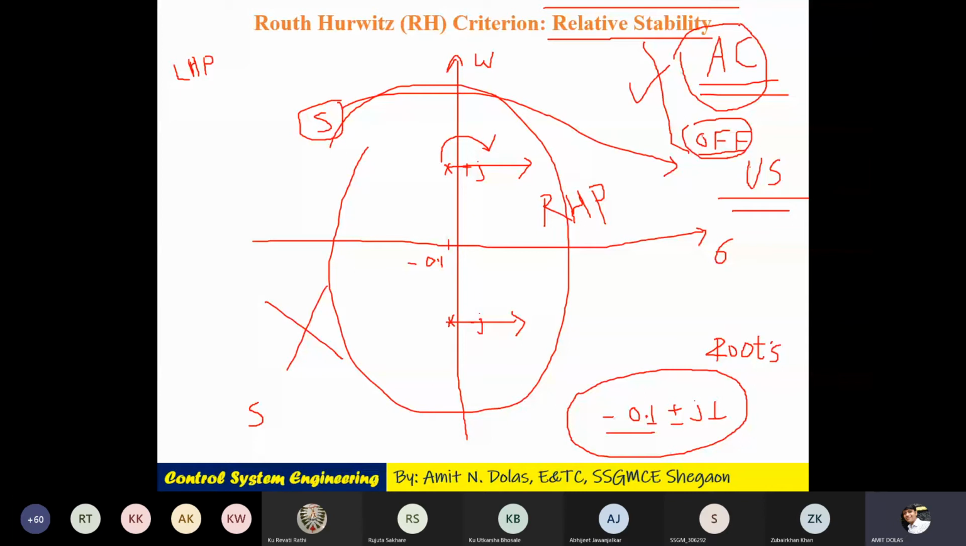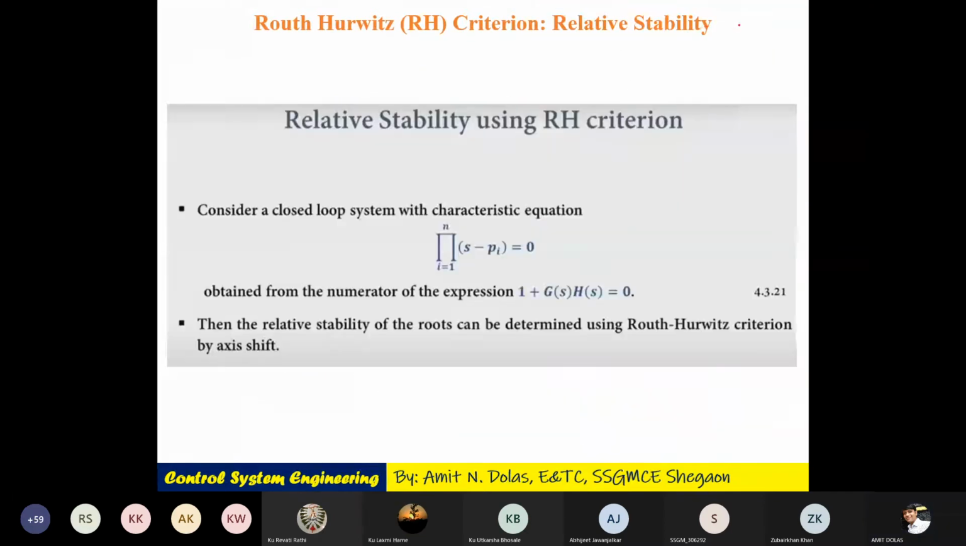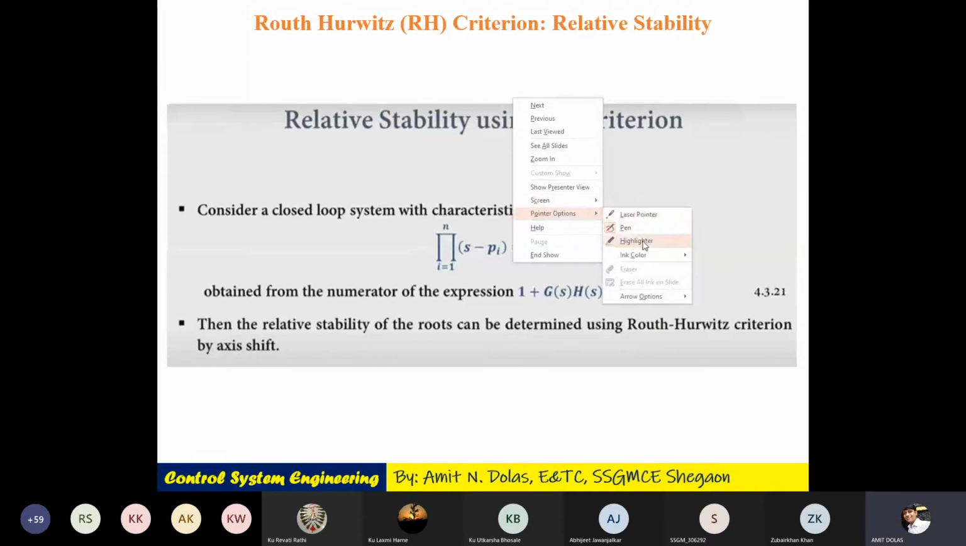I'll move further. I hope the concept is understood. Shall I move further or do you need any clarification in this? At least respond to me. Shall I move further? Yes, sir. Okay, so we'll move to the next point.